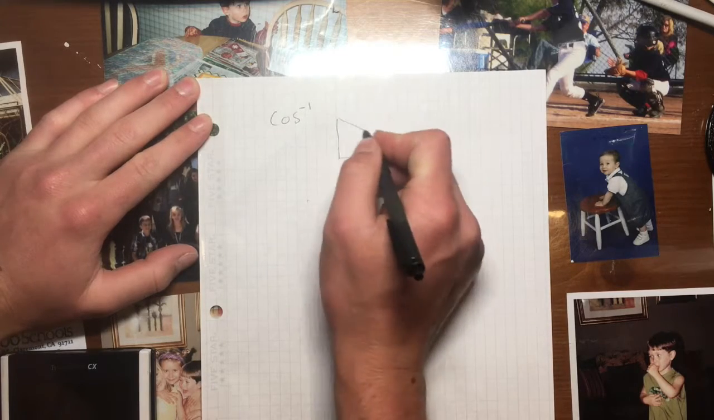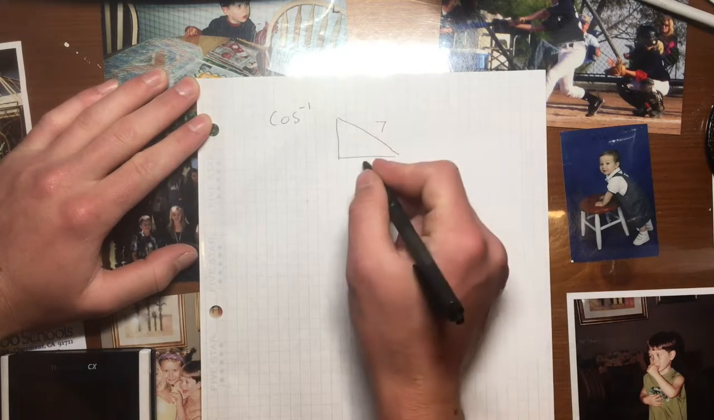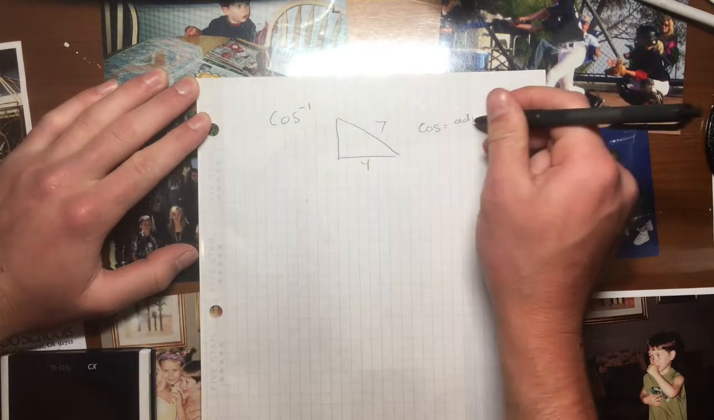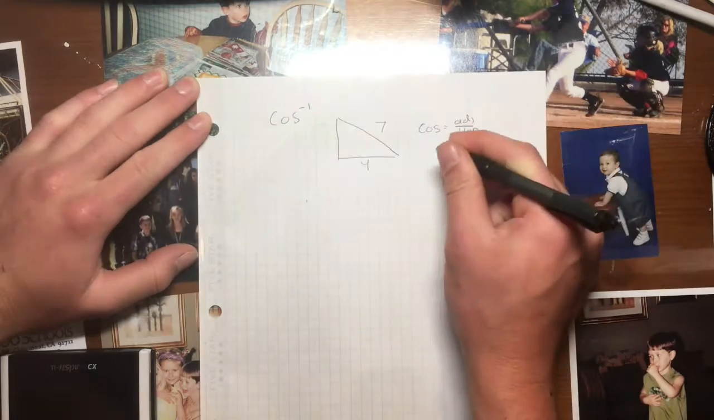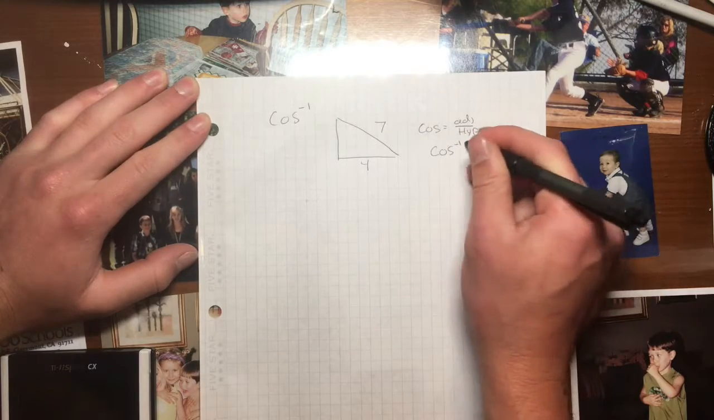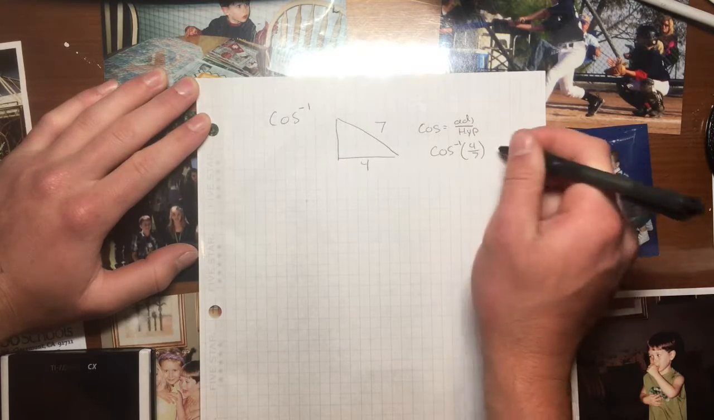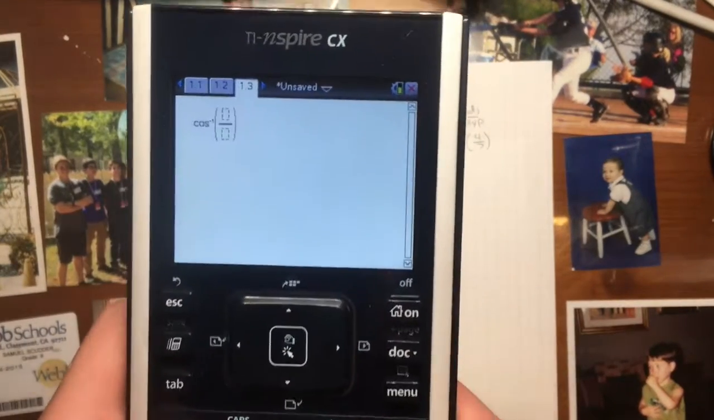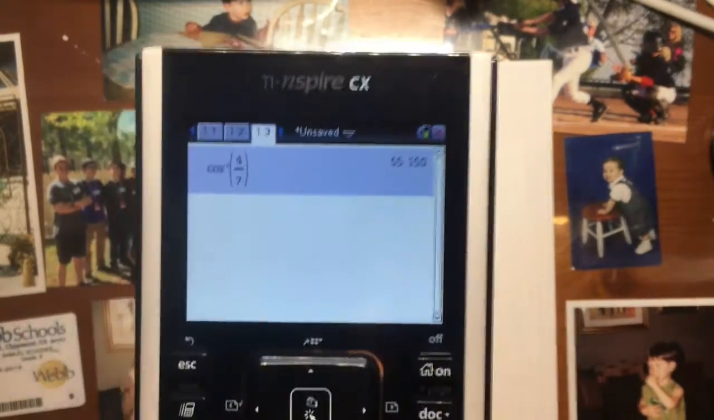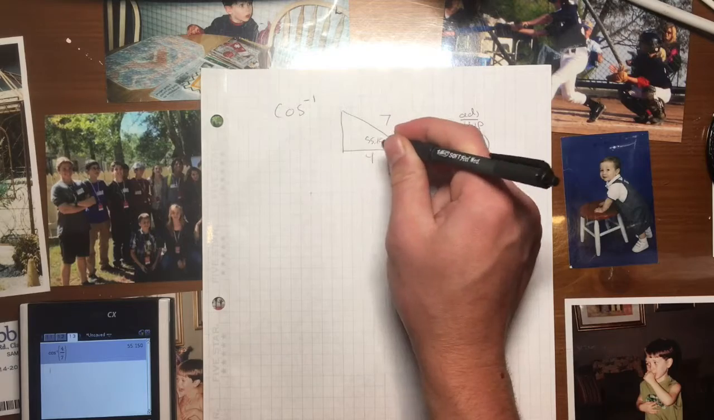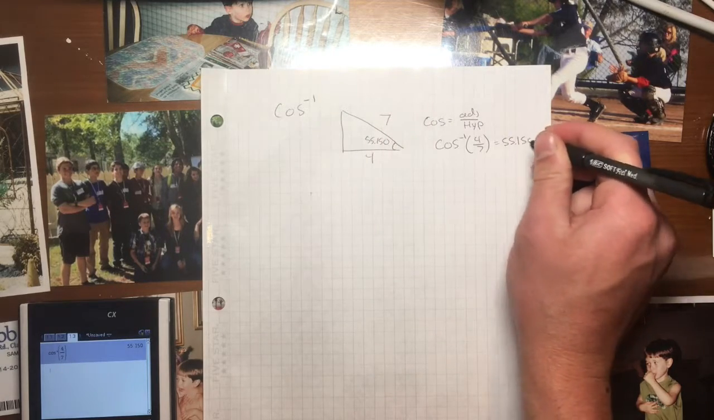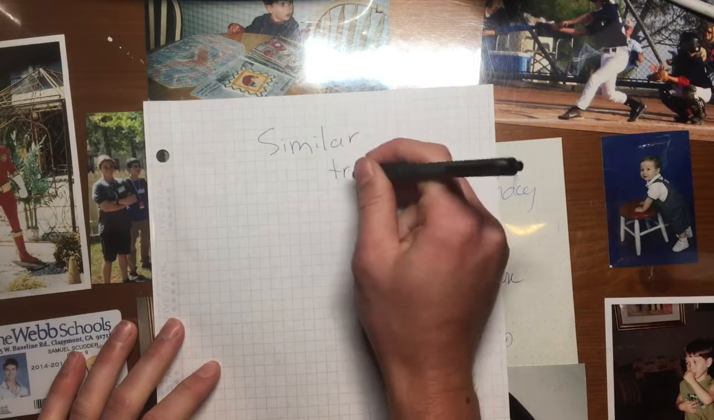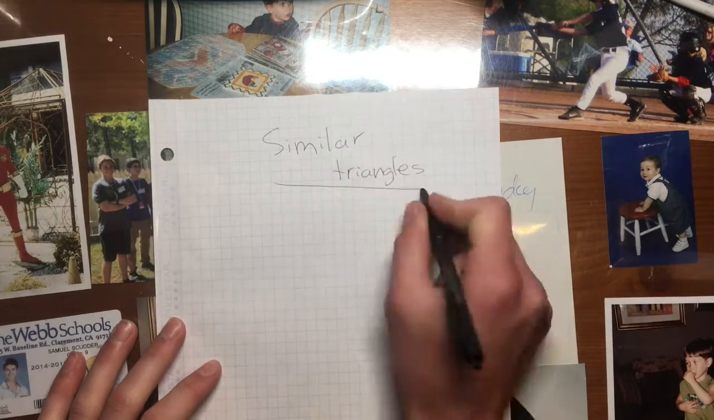Now on to cosine inverse. Draw the triangle. On one side we'll have 4, and on the hypotenuse we should have 7. Since cosine is equal to adjacent over hypotenuse, cosine inverse of 4 over 7 should give you the angle. Plug it into your calculator to see what you get. You should get 55.150.